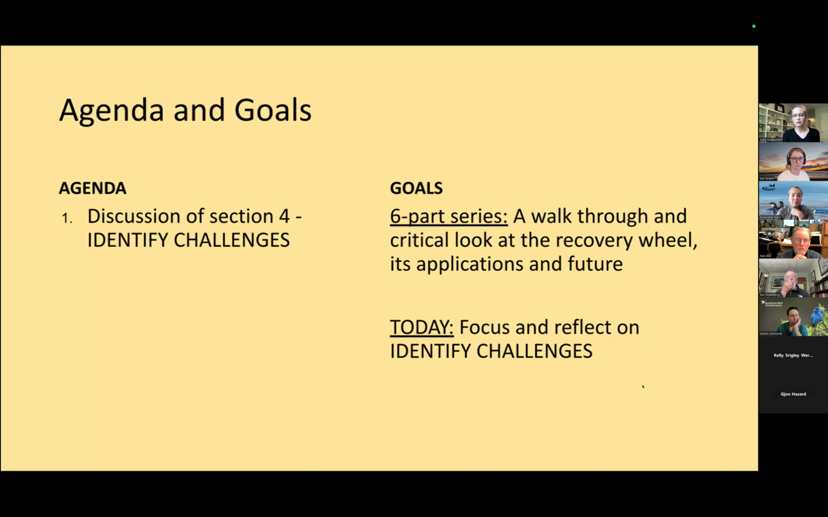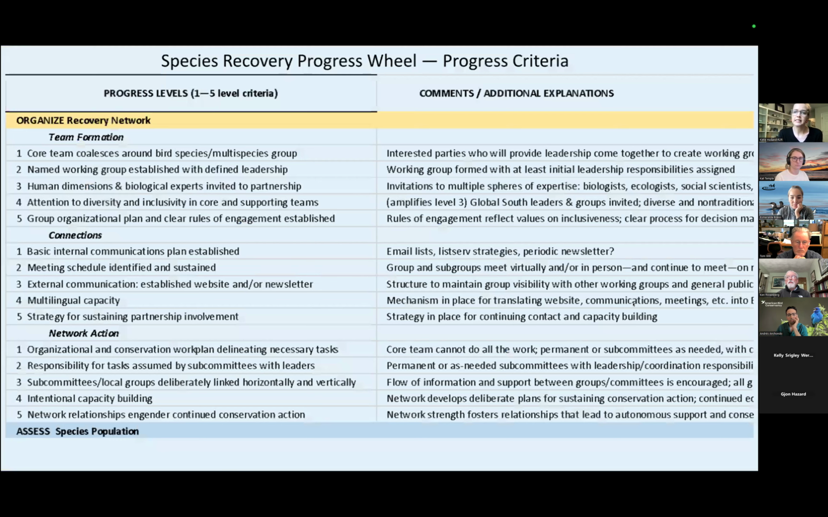Like I said, today we're focusing on section 4, which is identify challenges. This is part 4 of a 6-part series that's moving through the entire recovery wheel from top all the way around to top again. So today we'll focus and reflect on this section, and I'll give some orientation as to where we are in the wheel for context as we move into the specific criteria that are included in this section.